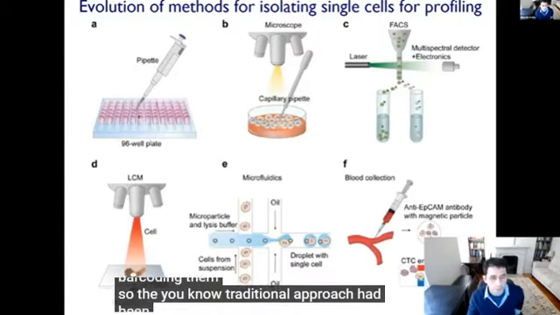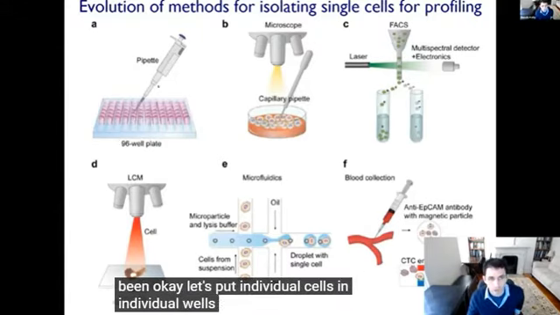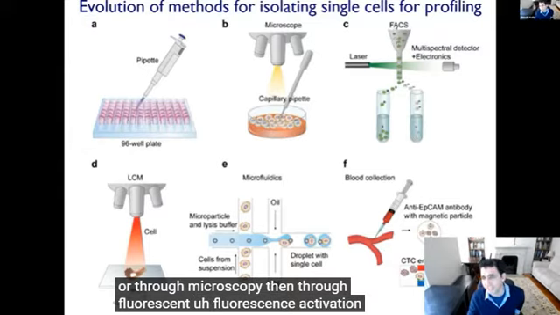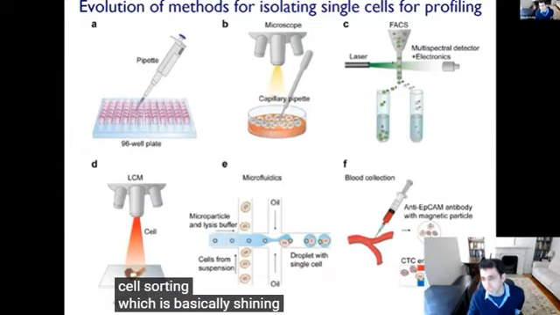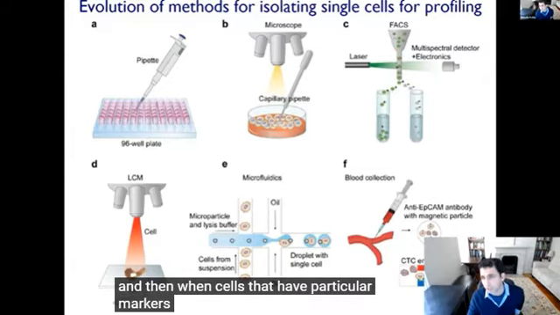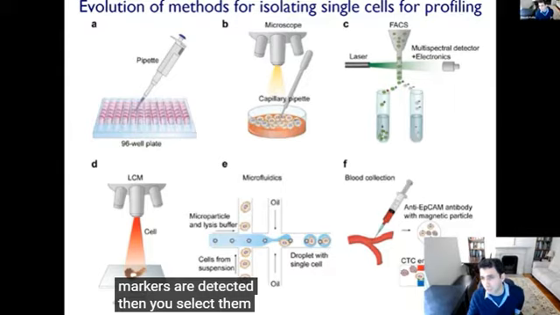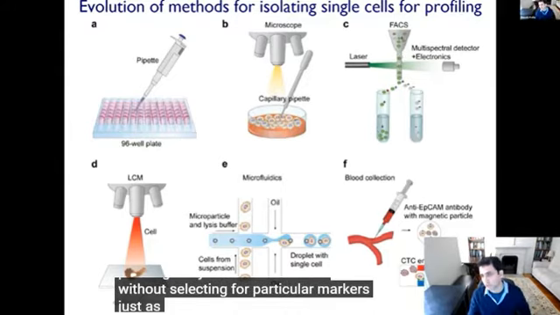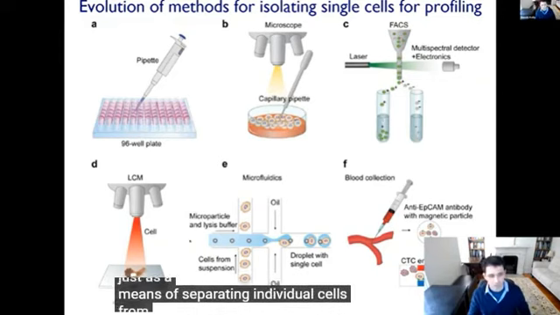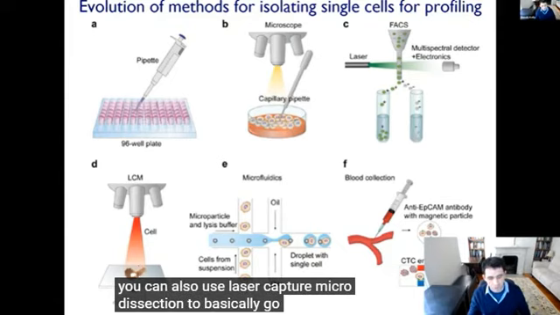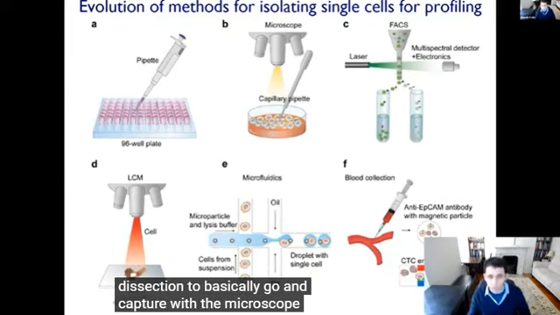So the traditional approach had been, okay, let's put individual cells in individual wells using a pipette, or through microscopy, then through fluorescence activation, cell sorting, which is basically shining a laser as cells are flowing through. And then when cells that have particular markers are detected, then you select them for single cell profiling. But you can also do that without selecting for particular markers, just as a means of separating individual cells from each other. You can also use laser capture microdissection to basically go and capture with a microscope individual cells and then profile them.